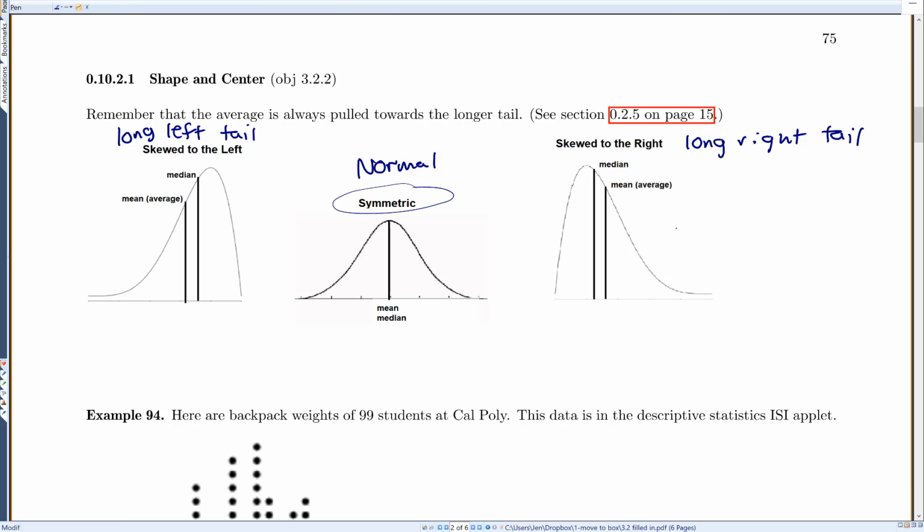On the homework and exams, I could give you something, say this is right skewed or this is left skewed, and ask should the mean or median be bigger. So just remember, the mean always gets pulled towards the long tail, so then you can draw out a picture and figure out where the mean and median are, and you can answer the question.